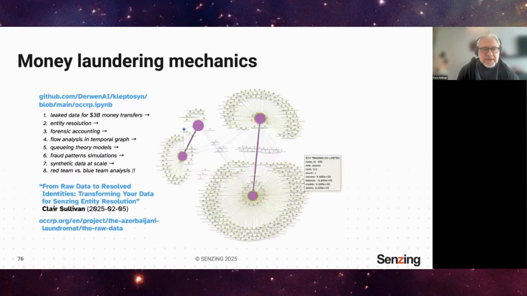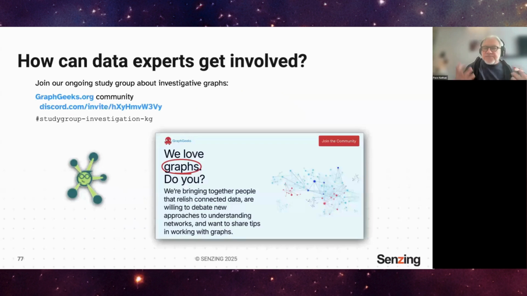Next slide, please. And taking this further, if you want to look at the Azerbaijani Laundromat, we have this online on GitHub, but it's taking the data from the Azerbaijani Laundromat, which is like $3 billion of money laundering, and doing some forensic accounting and then some flow analysis in a temporal graph, understanding the kind of patterns of fraud tradecraft that are being employed for very large scale money laundering. And then from there, how can we get a visualization where these kinds of tradecraft graph patterns just pop right out?